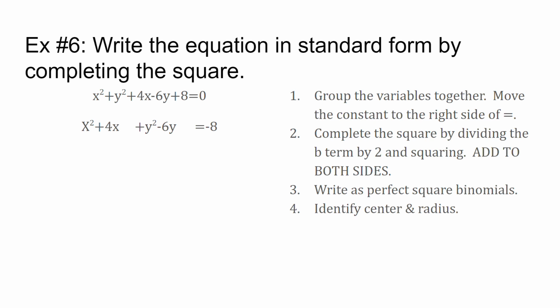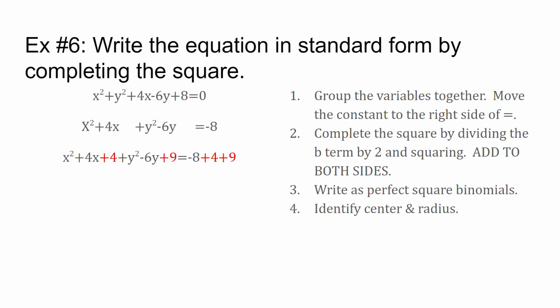So then we're going to complete the square. If you'll remember way back when we did this solving quadratics, you take your b value, cut it in half, and square and add it to both sides. So my b value for the x is 4, half of it is 2, 2 squared is 4, add 4 to both sides. Do the same thing with y. So my b value for y is negative 6, cut it in half, negative 3 squared is 9, add it to both sides.